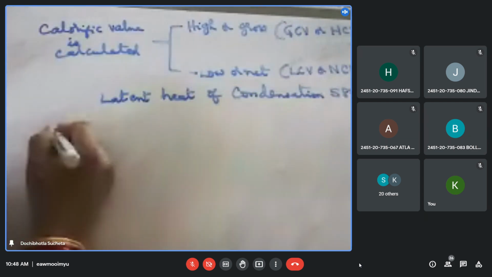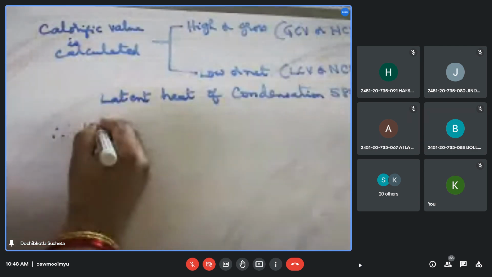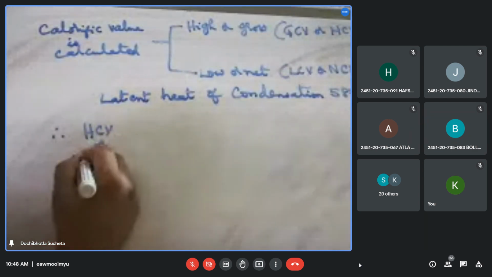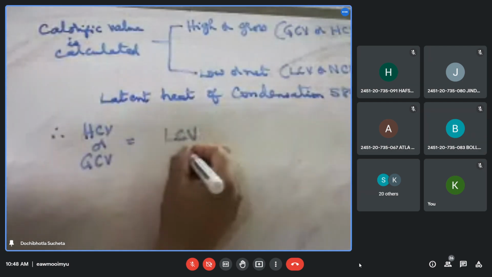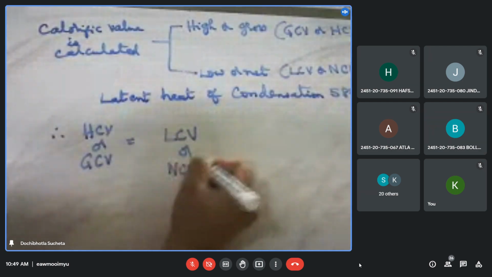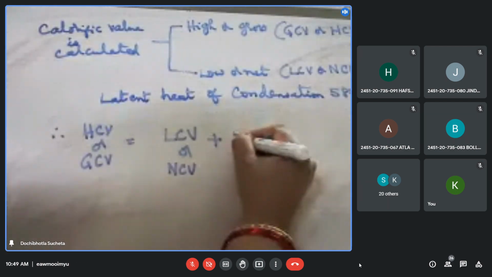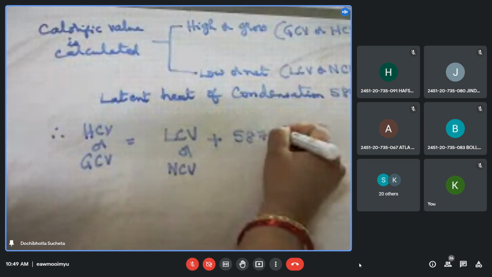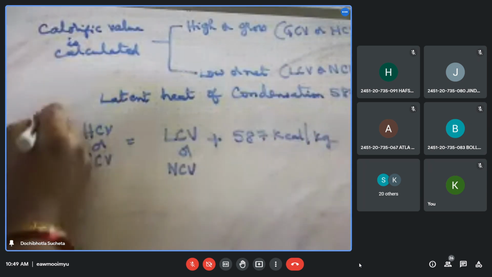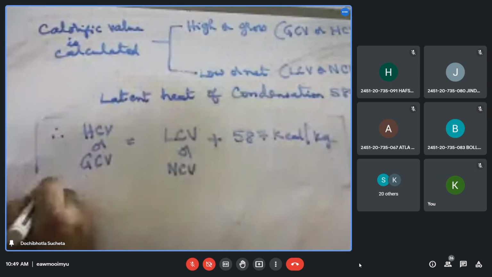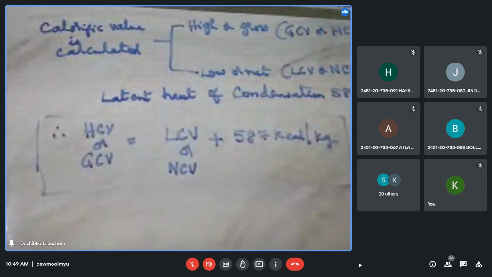Therefore, high or gross calorific value will be equal to low or net calorific value plus 587 kilocals per kg, the latent heat of condensation of steam. Now that is the formula. I think I stopped the discussion at this point. Correct?